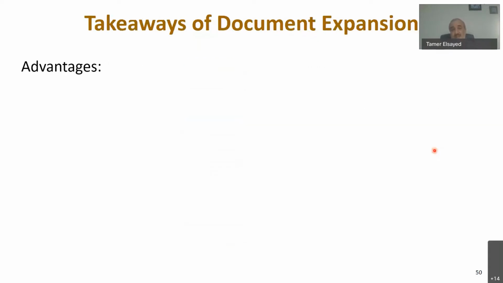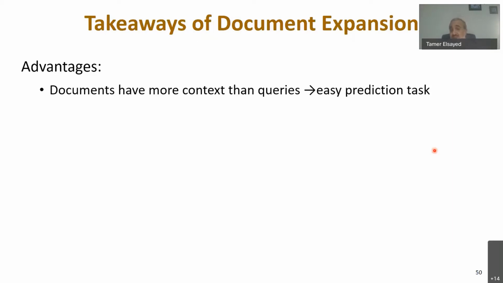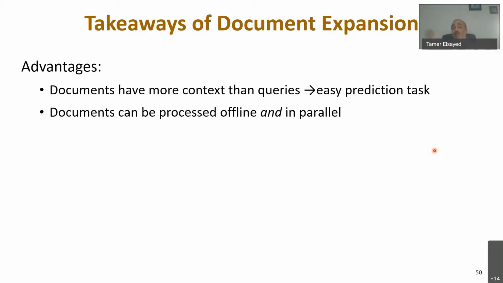Takeaways, messages of document expansion. The advantages: documents have more context. We said that, so we have much more information. So it should be an easier prediction task than query expansion. Documents can be processed offline, so the time needed is not very critical because we are not doing it online, and we can do that in parallel because we can do that on every document in parallel.